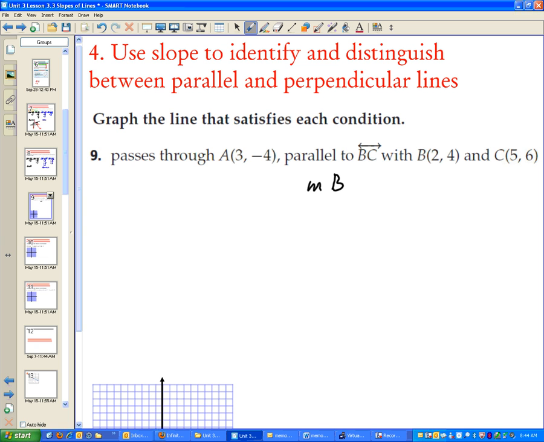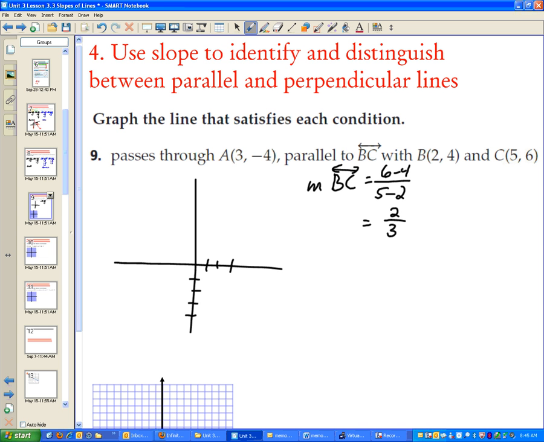Slope of line BC equals 6 minus 4 over 5 minus 2. So that'll be 2/3. So that means the slope of any line we want that's parallel to line BC must have a slope of 2/3. Okay, so let's make our graph. Ooh, that's not even close. First, let's graph the point 3, -4. 1, 2, 3, 1, 2, 3, 4. So A goes about right here.